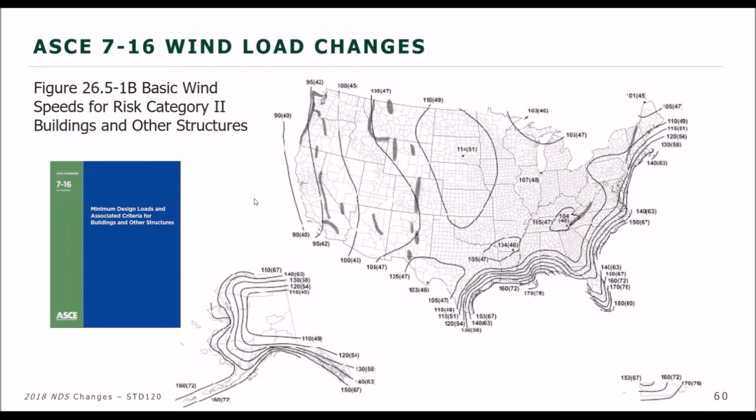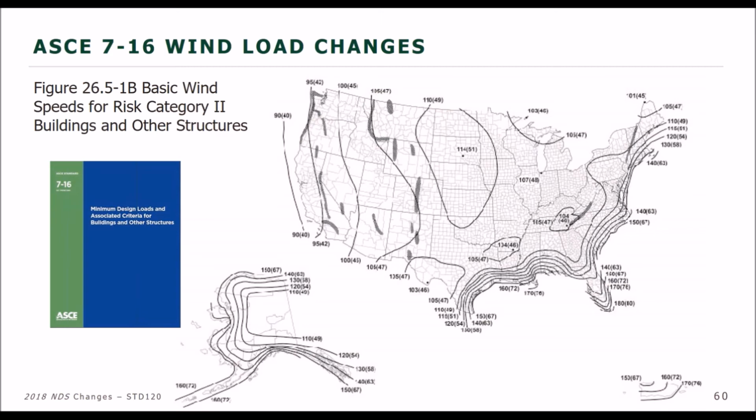And so let's move then to ASCE 7-16 and talk a little bit about some of the wind load changes. You may have already seen this if you've been looking at ASCE 7, maybe not. So in general, what you're going to see, and this map is a basic wind speed map for risk category 2 buildings and other structures. Generally speaking, and this is a wind speed map, so I want to distinguish between wind speeds and wind pressures, which we'll talk about in a little bit.